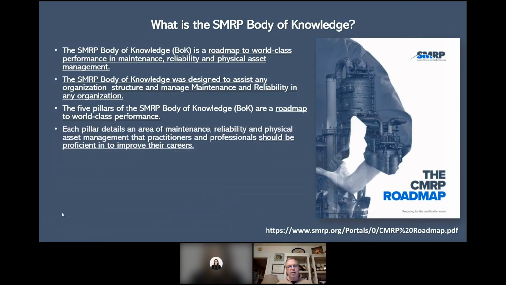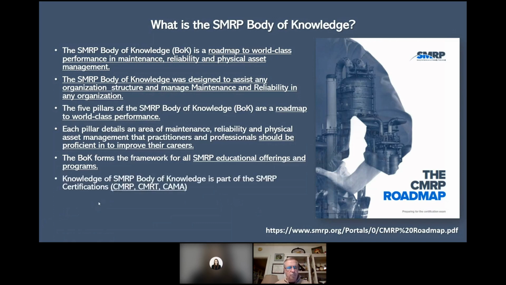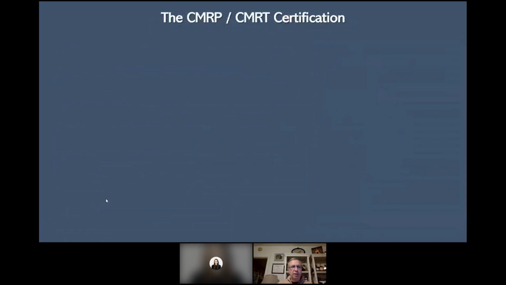Each pillar details an area of maintenance, reliability, and physical asset management that practitioners and professionals should be proficient in to improve their career. So it's all about improving your career. The body of knowledge forms the framework for all SMRP educational offerings and programs. In other words, the body of knowledge is not just for the CMRP, but the CMRT and the Certified Asset Management Assessor as well. So that's the knowledge part of it. These are the certifications: CMRP, CMRT, CAMA.